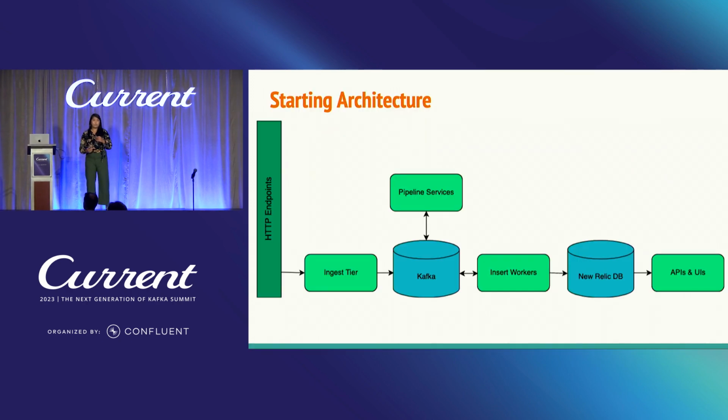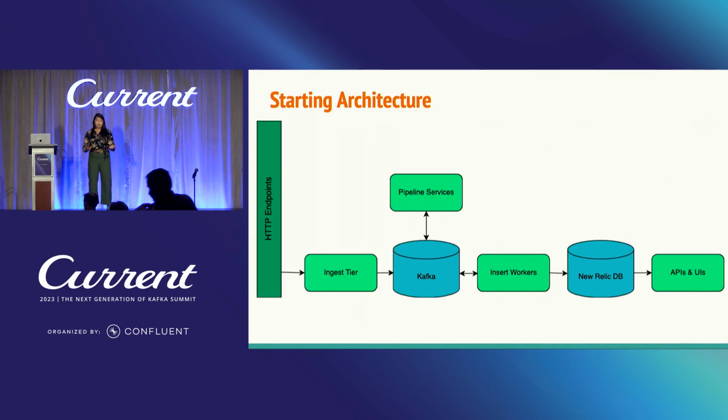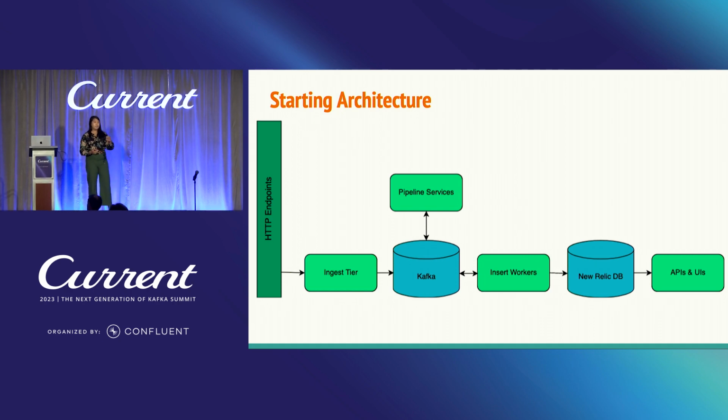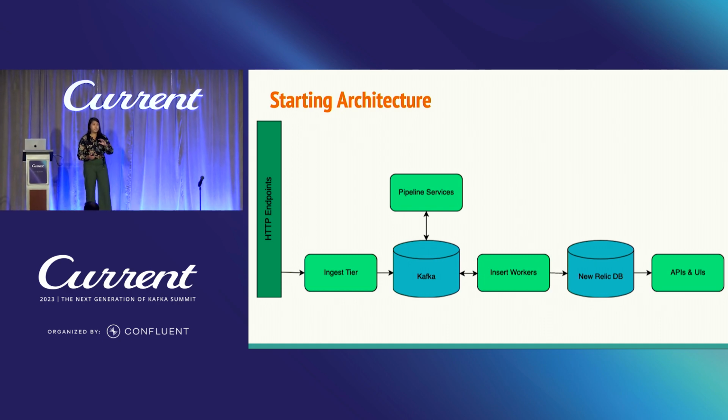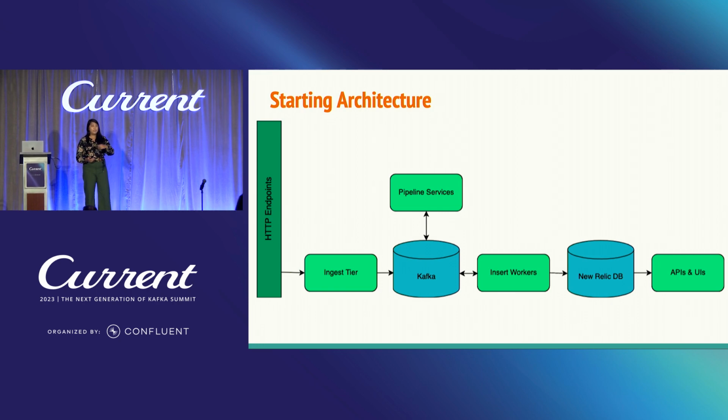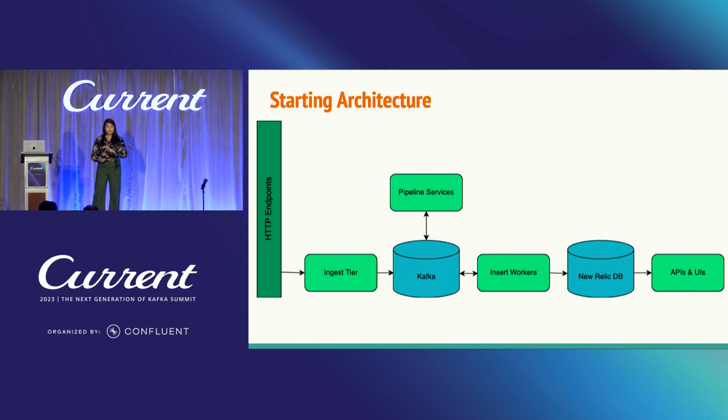At the very start of our cloud migration, or before even introducing anything to the cloud at all, this is a really simple view of what our architecture looked like. We have data coming in through HTTP endpoints. They go into our ingest tier, where they're eventually put into Kafka, and they're transformed and aggregated by our pipeline services. Then they find their way onto the insert workers, where they're placed into the New Relic database and then presented to our customers via our APIs and UIs.